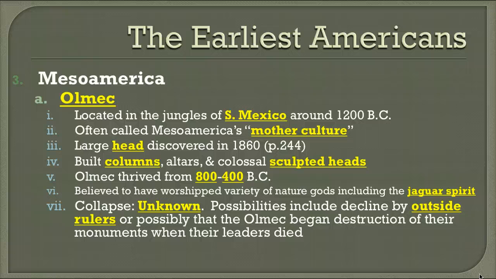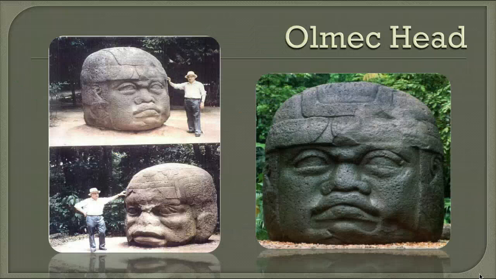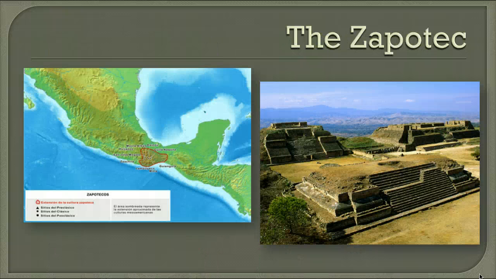So we're not really sure what happened to the Olmec. Here's the giant head or heads. There's several of them that were found. You can imagine clearing the jungle and finding one of these. You'd be rather startled. But this is what led to the discovery of the Olmec civilization.